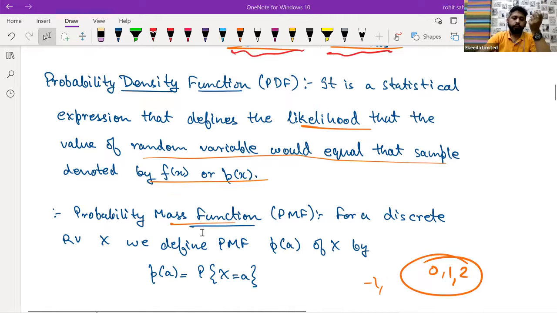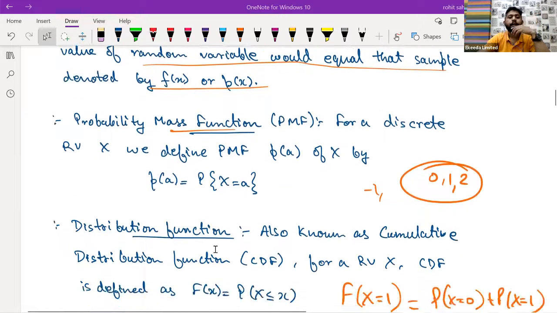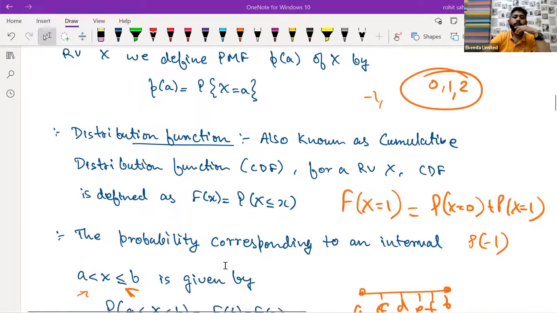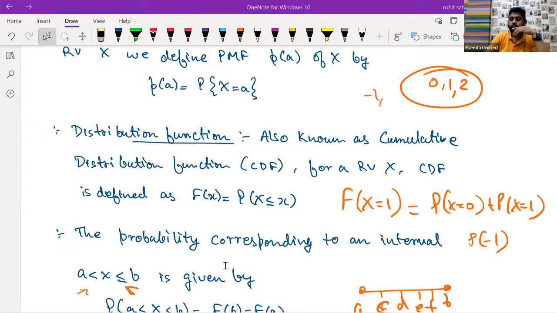So the density f of x, small f of x or small p of x, the probability mass function is the same, but it is used only for discrete values. So even if they are discussing the probability mass function, that clearly means they are talking of a discrete random variable. It cannot be continuous. And like we have seen, if I'm saying what is the value of p of a, that means the probability of getting your x equal to a.